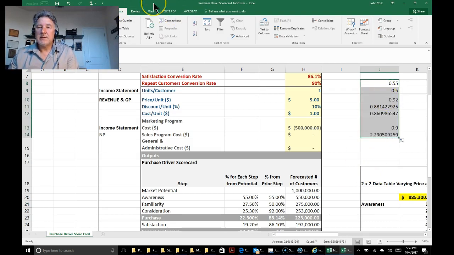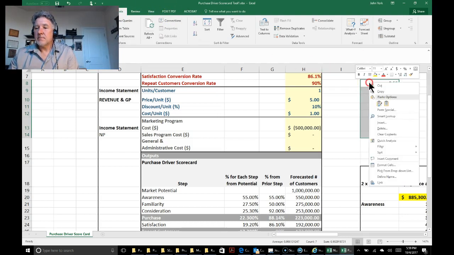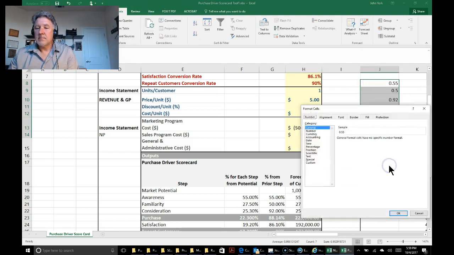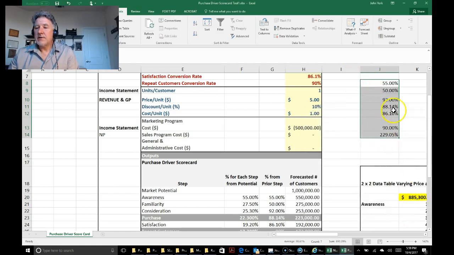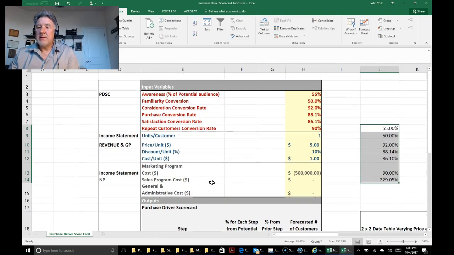Okay, we can put this into percentages, percentage right there. And then we can adjust numbers, but basically you have that. You can then, based on the specific parameter, add it over here in terms of the conversion rate. So 50% conversion rate, 92%, 88%, 86%, 90%. So there's where you get that.